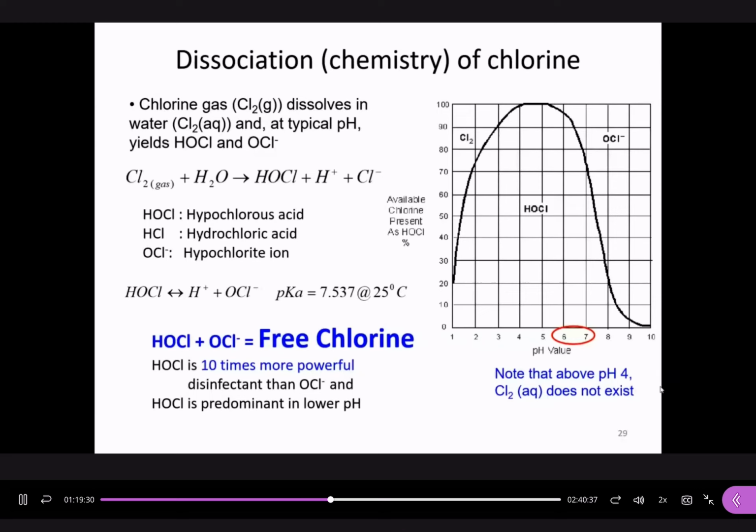Okay, so what is free chlorine? I believe that's a question I asked in a previous exam. What is free chlorine? And what is the pH relationship? Think about these equations.